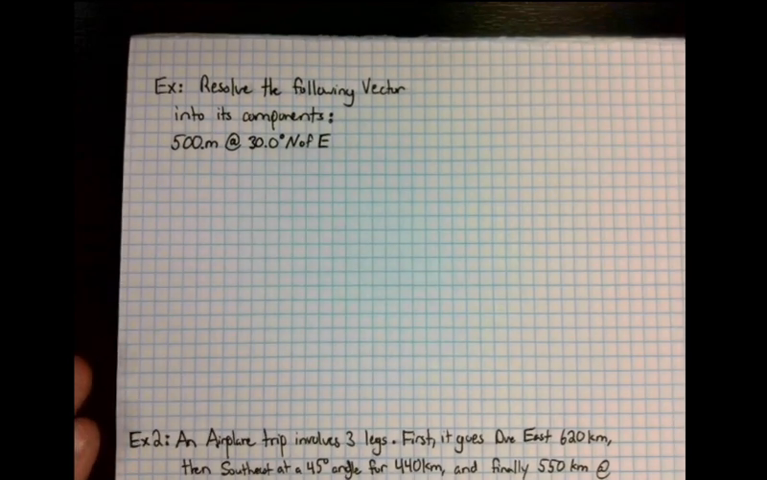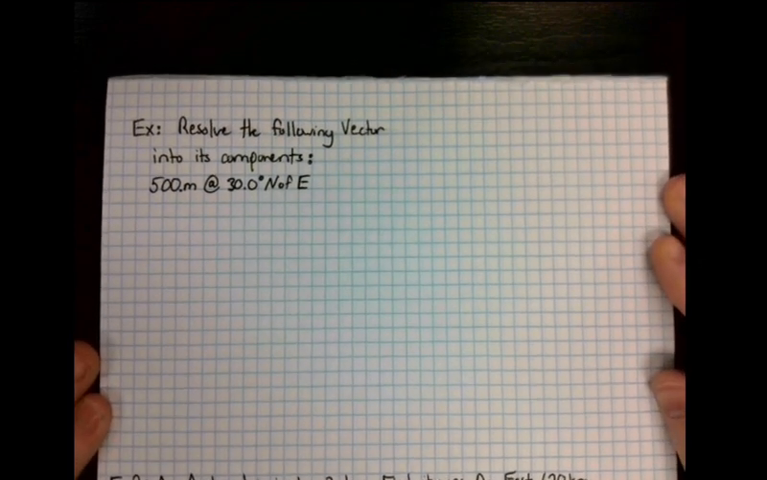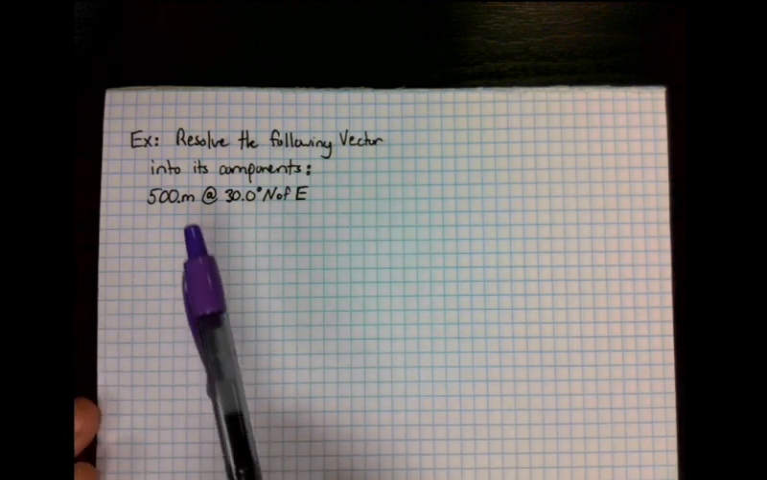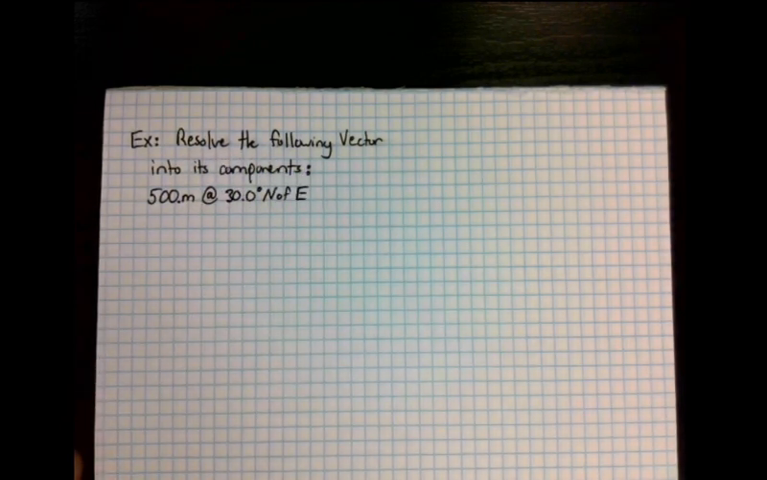Today we're going to be working out two example problems, but I'm going to hide this one first because we're not going to go into that one just yet. These are going to be the notes and the examples for resolving a vector into its components.